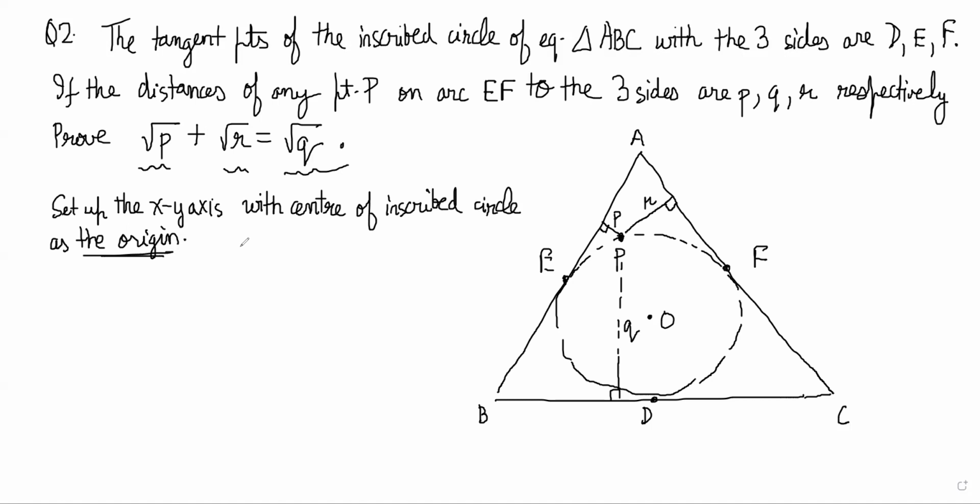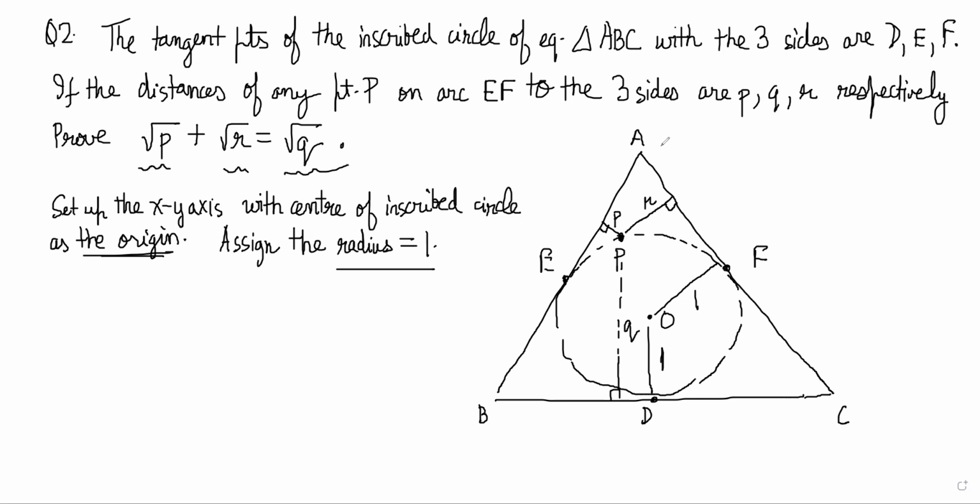So if the center of the inscribed circle is the origin, and let's assign, without loss of generality, the radius of the inscribed circle to be equal to 1, right? So if we have set the radius of the inscribed circle to be 1, we know that this distance is 1 and this distance is 1 and so on, right?